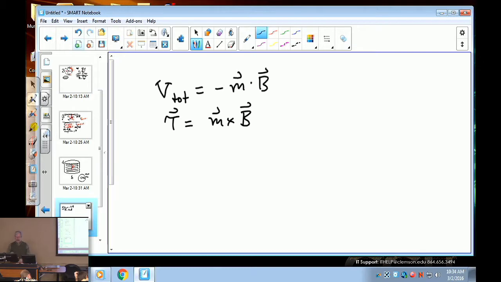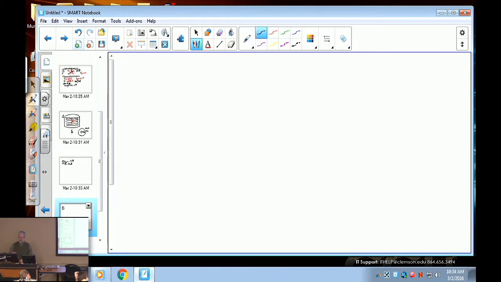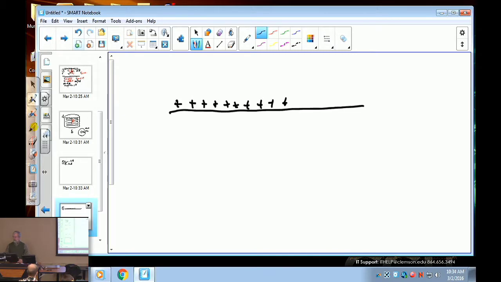Okay, now let's consider another situation. Let's suppose I have a long line with charge on it, and this generates an electric field that points radially outward. And how does the electric field depend on distance? 1 over r. So it's not a uniform electric field, right? This does not generate a uniform electric field.